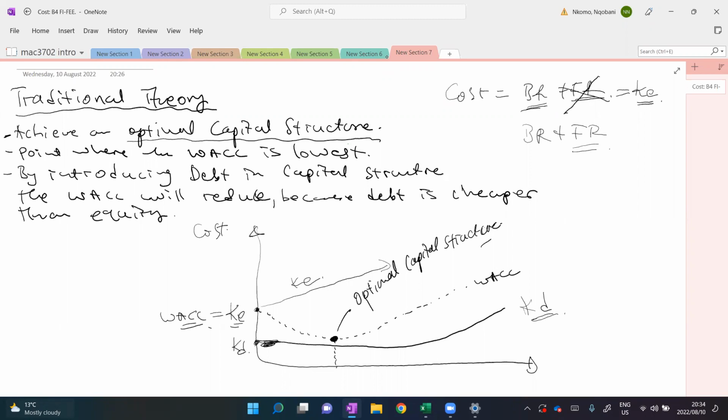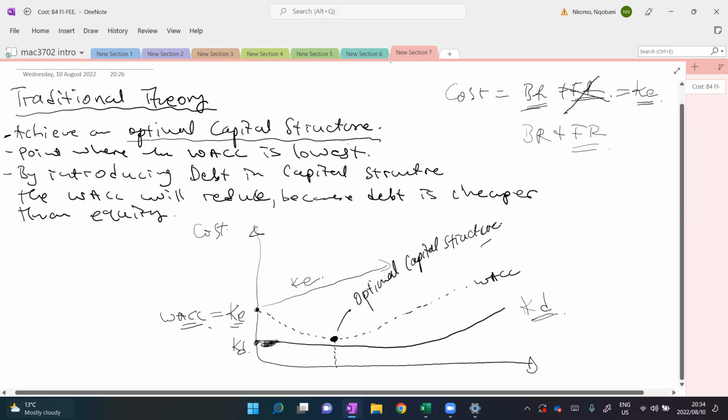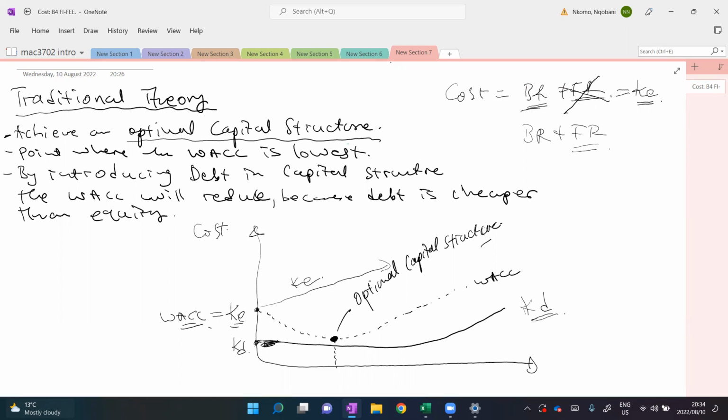Okay, so from what I understand, we are trying to get an optimal capital structure, because when we introduce debt, cost of equity becomes more expensive. So we need to find a balance in a way. Yes, and that balance is referred to as the optimal capital structure. So a balance that is there is the optimal capital structure.